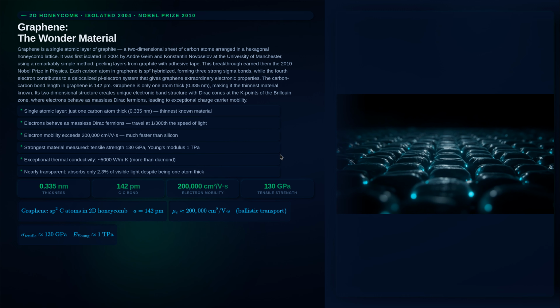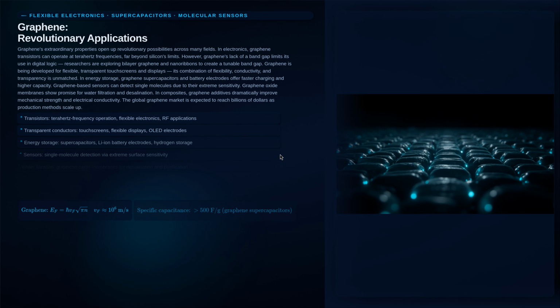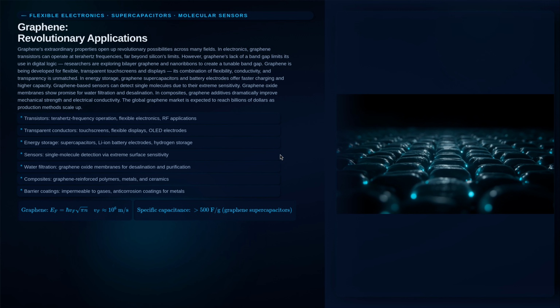Electrons move through graphene as if massless, like relativistic Dirac fermions, giving charge carrier mobilities exceeding 200,000 square centimeters per volt second, far beyond any other material. Graphene's extraordinary properties promise revolutionary applications. Graphene transistors can operate at terahertz frequencies.